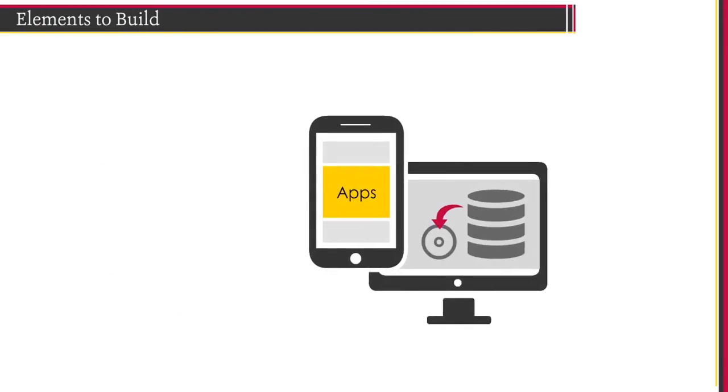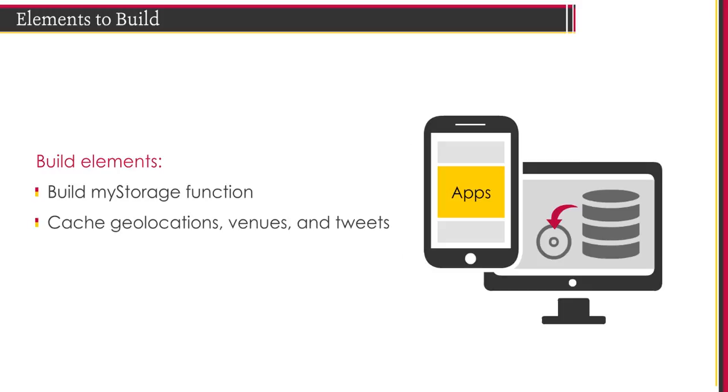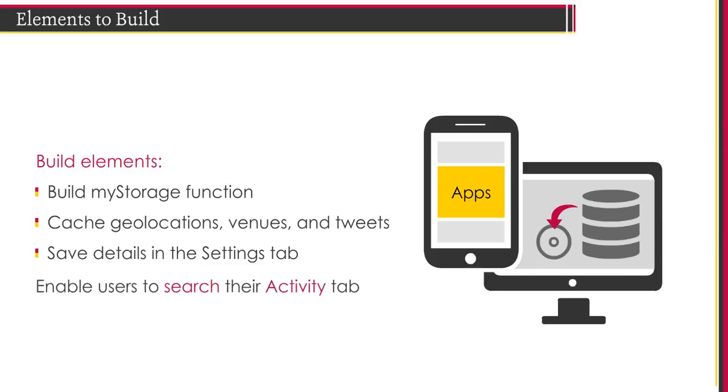Before you start caching, you need to build elements. Building elements involves creating the MyStorage function that includes the functionality to store data in local storage. Then you need to cache geolocations, venues, and tweets. Finally, you need to save details in the Settings tab. Now, let's perform these activities.